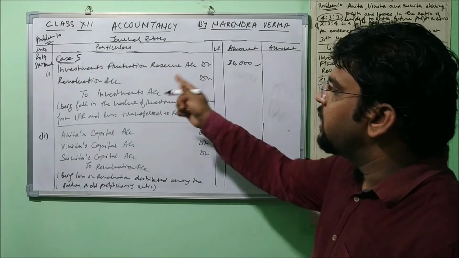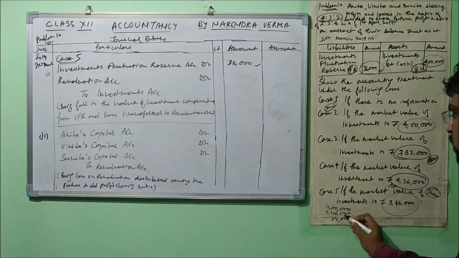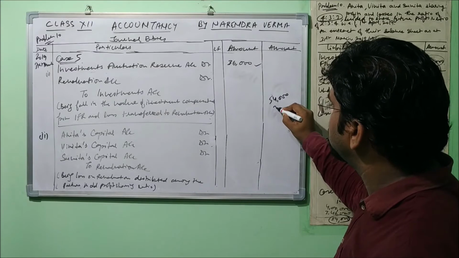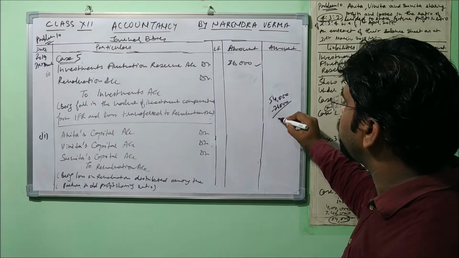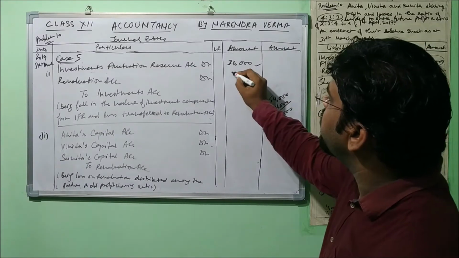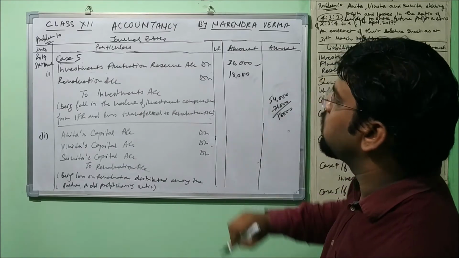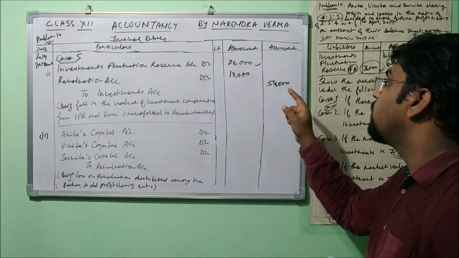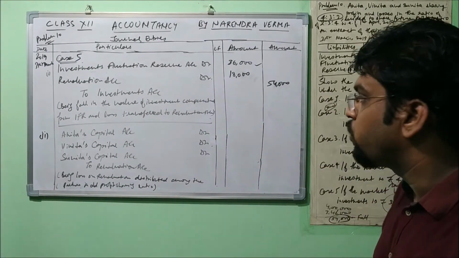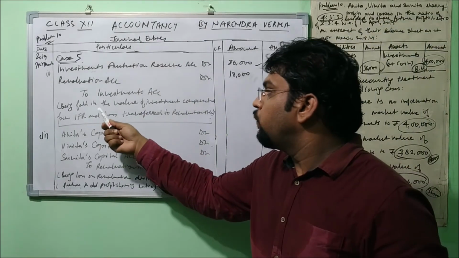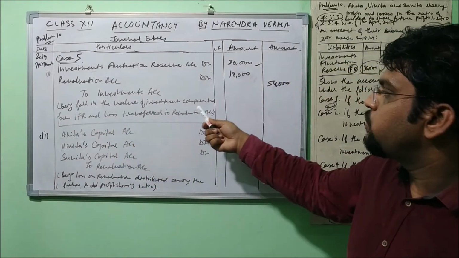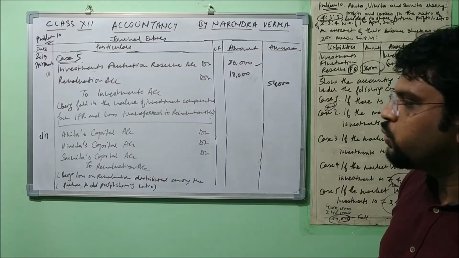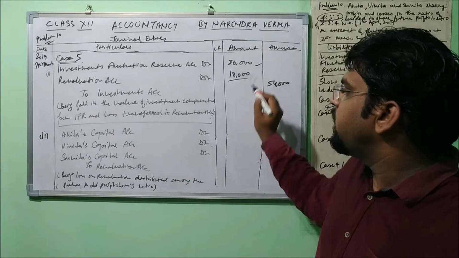Okay. Then the revaluation account, as we know that the fall is of 54,000. So we have to deduct 36,000 out of 54,000. We get 18,000. So 18,000 will be put here. That is the loss. And to investment account, here we will have to put the amount of fall in the value of investment, right? Being fall in the value of investment compensated from IFR and loss transferred to revaluation account. Understood?